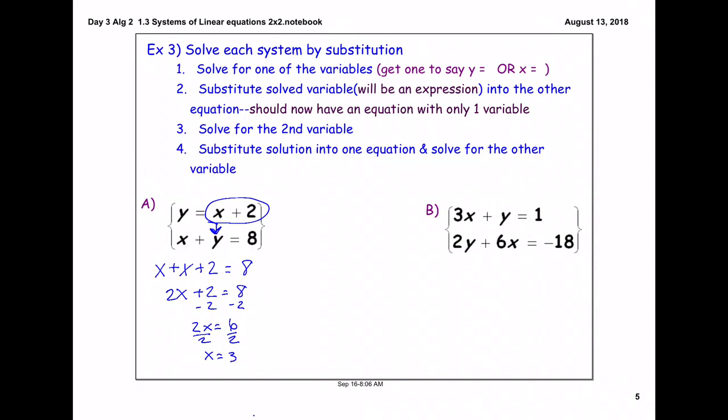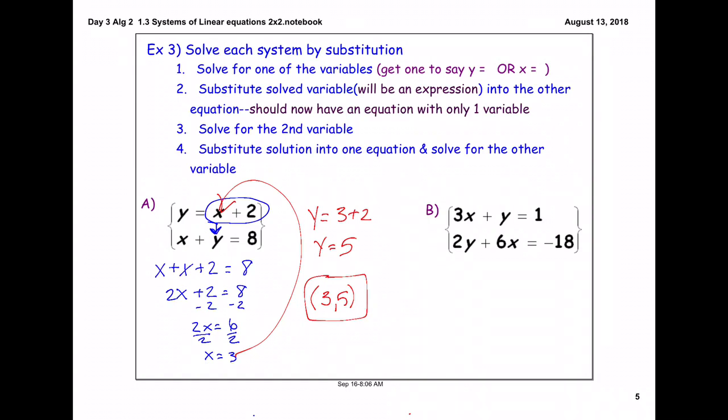x equals 3. However, that's only half of our solution. So we need to plug that back in to one of the original equations and solve for y. So y equals 3 plus 2, y equals 5. The ordered pair where these two lines are going to intersect, or the solution to the system, is (3, 5).